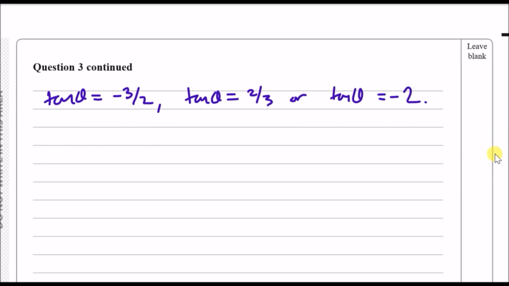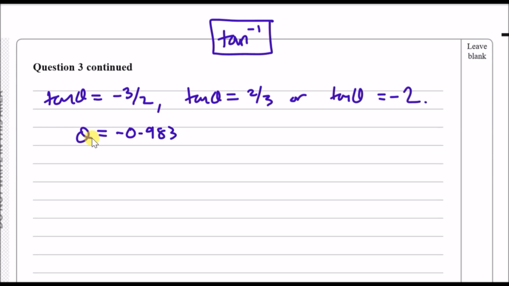Now, to get the value of theta, we just have to do tan inverse. In your calculator, it's this little button here, and to get it, you press Shift Tan. So inversing each of these results, you should get values of minus 0.983 for the first one. For the second one, you should get 0.588, and also minus 1.107.